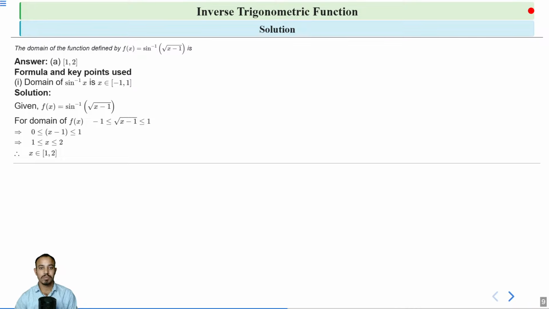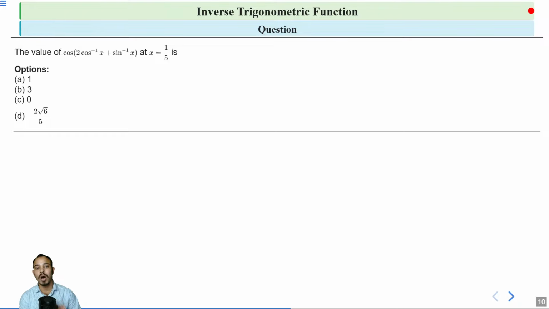Clear? So what we have used here is that the domain of sine inverse x is the closed interval minus 1 comma 1, this concept. And then we easily calculate the domain of the function f of x equal to sine inverse of square root of x minus 1. Very simple question. I hope you all understand. Now moving to the next.